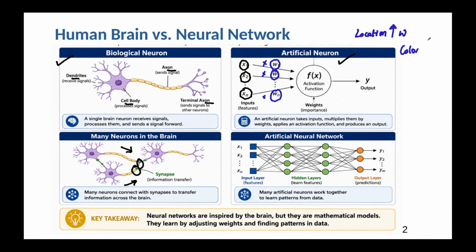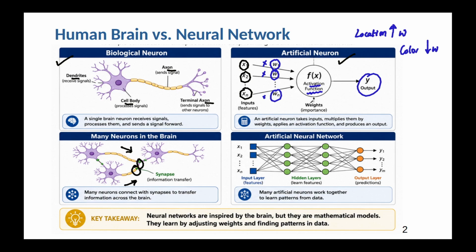After multiplying inputs with weights, the artificial neuron combines them and passes the result through an activation function. The activation function is very important. It helps the neural network learn complex patterns, not just simple straight line relationships. Finally, the neuron produces an output. So in simple words, an artificial neuron takes inputs, applies weights, uses an activation function, and gives an output.